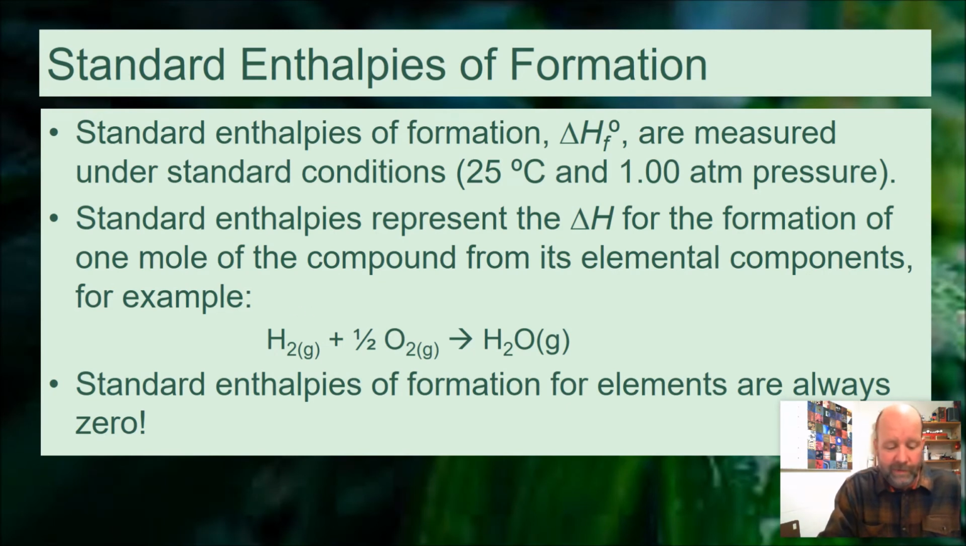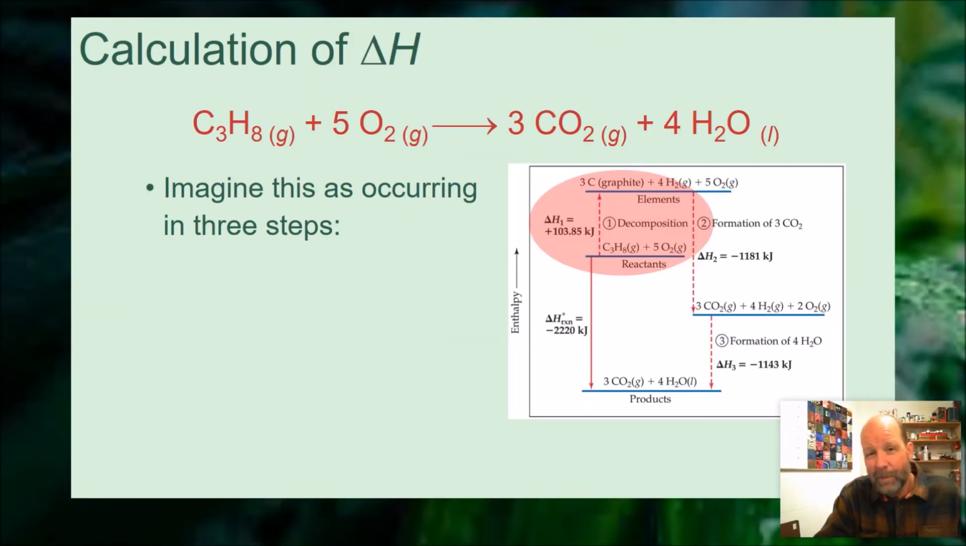So to make water vapor, for example, you're going to take 1 mole of hydrogen gas and 1/2 mole of oxygen gas to make H2O. Now, for elements, their standard enthalpy of formation is always 0 because it takes nothing to make O2 gas out of O2. It is O2. So that makes some of our math a little easier.